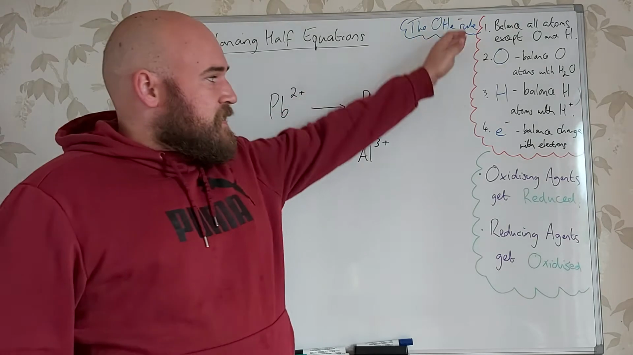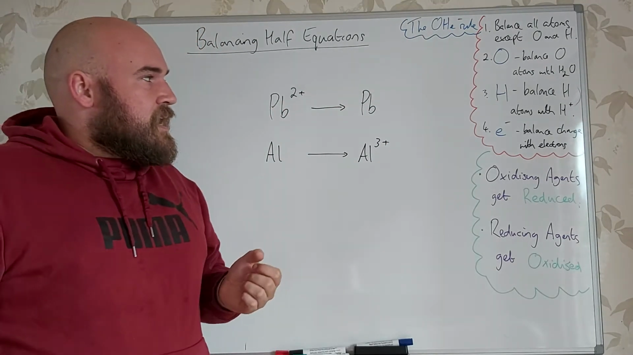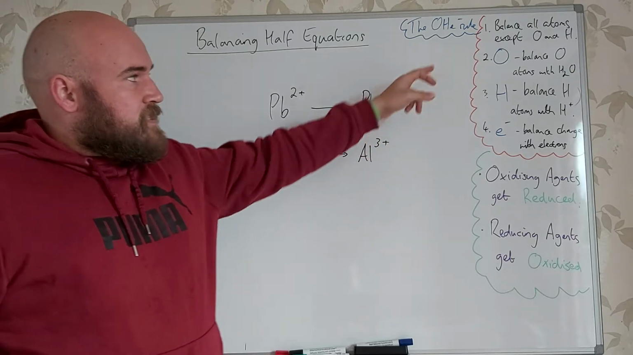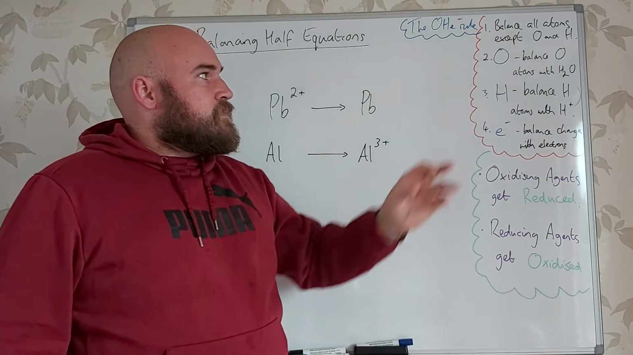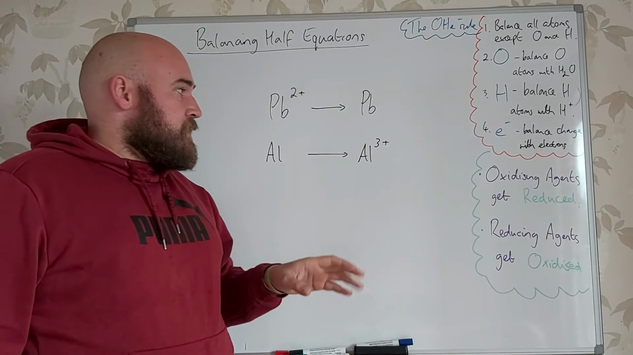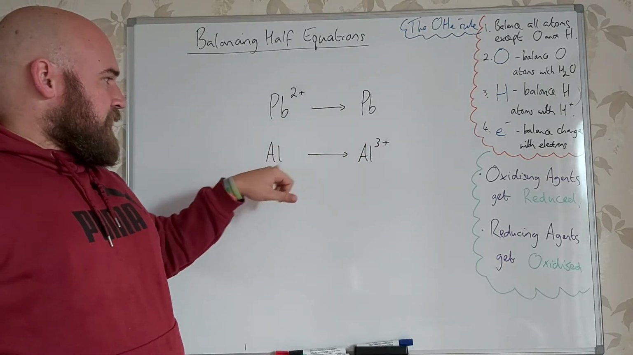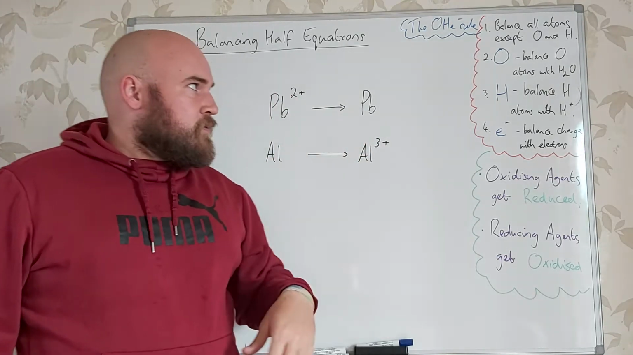It's a very simple list of instructions, if you like, for how to balance half equations at A-level chemistry. First thing is to balance all atoms which are not oxygen and hydrogen. That is the first rule for anything. So in these two examples here, we're going to look at Pb is balanced with Pb, Al with Al, one of each, so there it's all balanced.